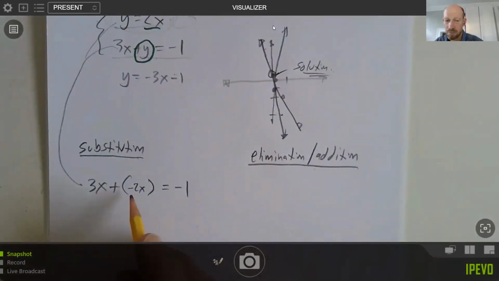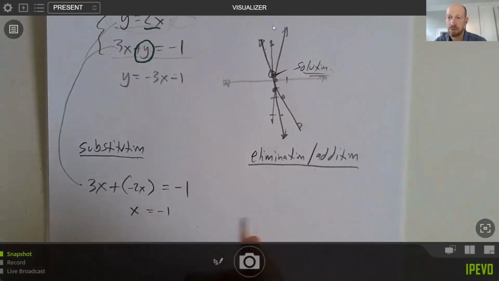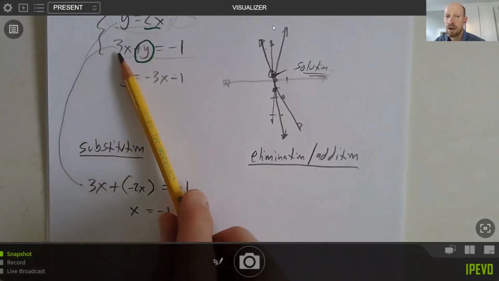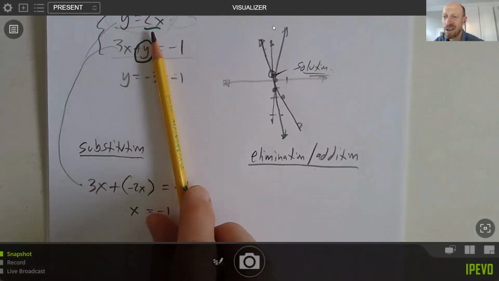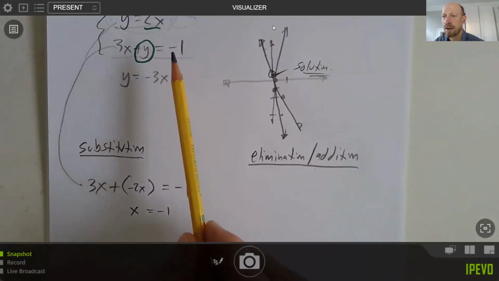So 3x minus 2x is x, and I get x equals minus 1. So that was pretty easy to solve, right? Once I put in that replacement. Now the problem is I actually haven't found the solution, because just like both of these linear equations, the solution is an x and a y. All right, so I found the x, but I need an x and a y.